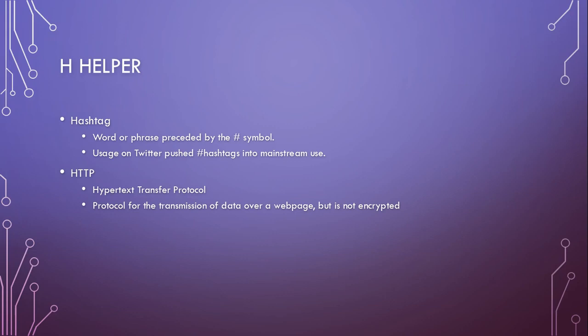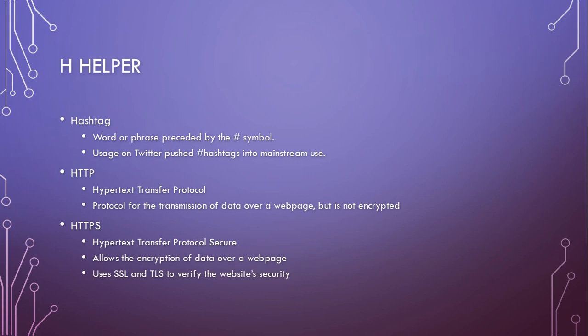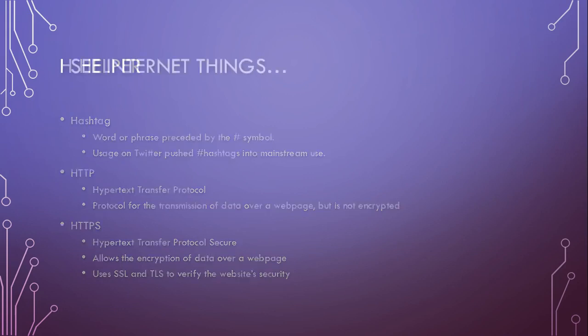All right, then we have HTTP, which is the Hypertext Transfer Protocol. This is a protocol for transmission of data over a web page, but it's not encrypted. A lot of times this is used to render your web page, because that's its most common use. HTTPS, however, is the same exact thing, but you'll notice it has secure on it. That's what the S stands for. The data now can be encrypted, so the data has some level of encryption over it, typically with SSL, and now today with TLS, to encrypt the data on your web page and help to verify that the security level is actually authentic.